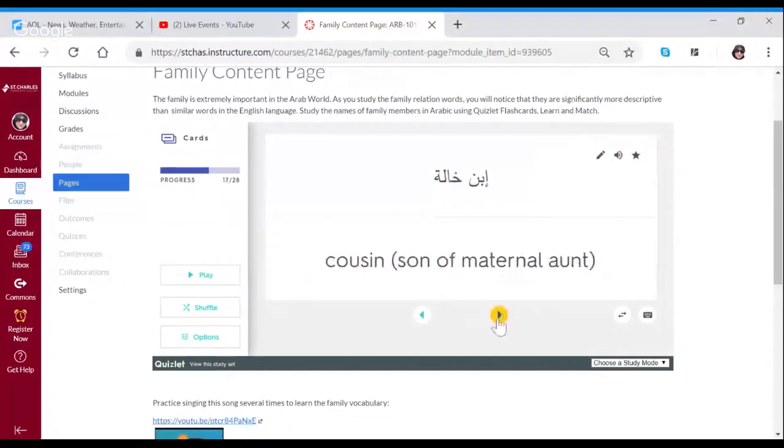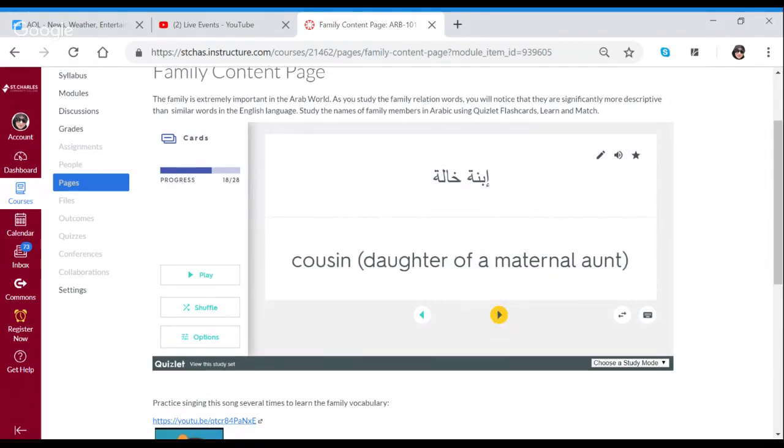Next, Ibn Khala. Ibn Khala is the son, we know, because Ibn, okay? And then Khala is a maternal aunt. So the son of a maternal aunt, or the son of your mother's sister. Okay? In English, again, a cousin.